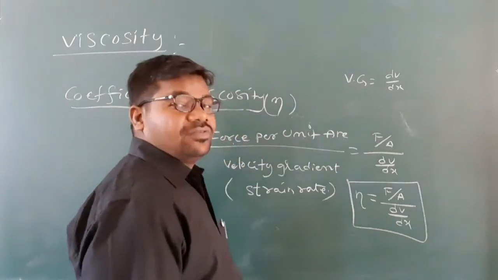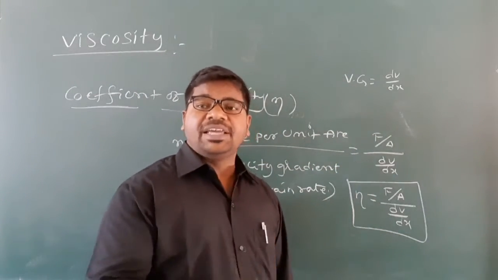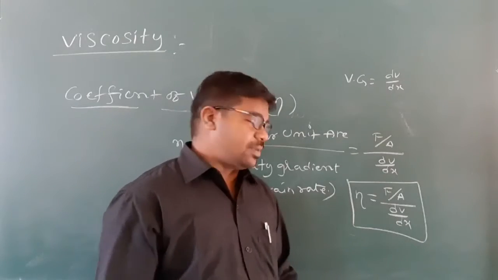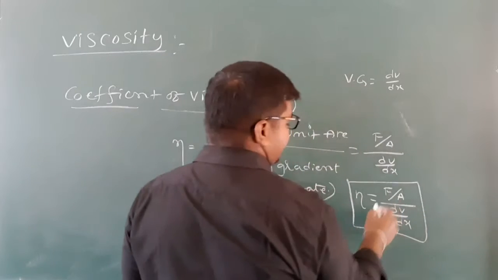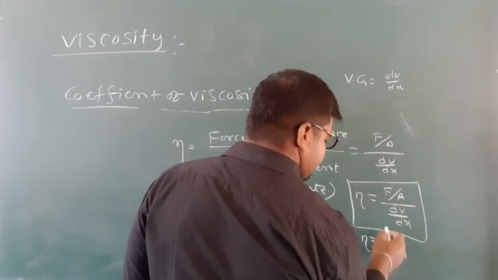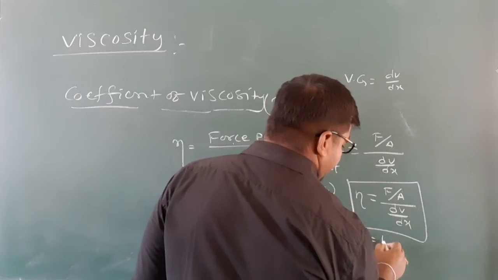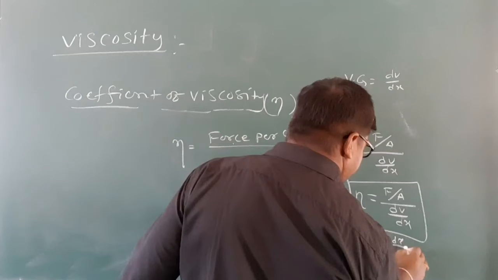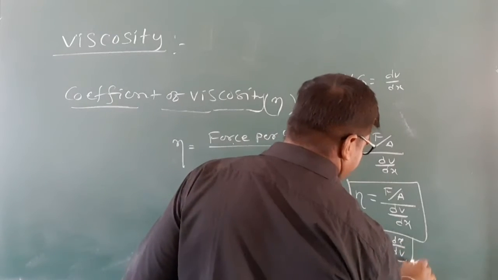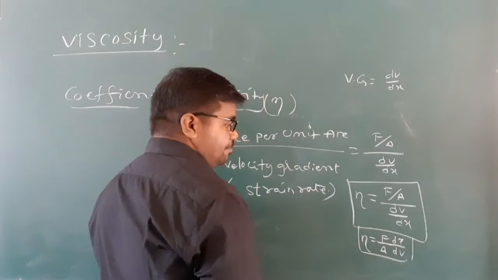Understand, my children? Velocity gradient. So by rearranging this we can get a different formula. Okay, so what does it mean, my children? Then eta is equal to F by A into dx by dv. Okay, understand, my children?